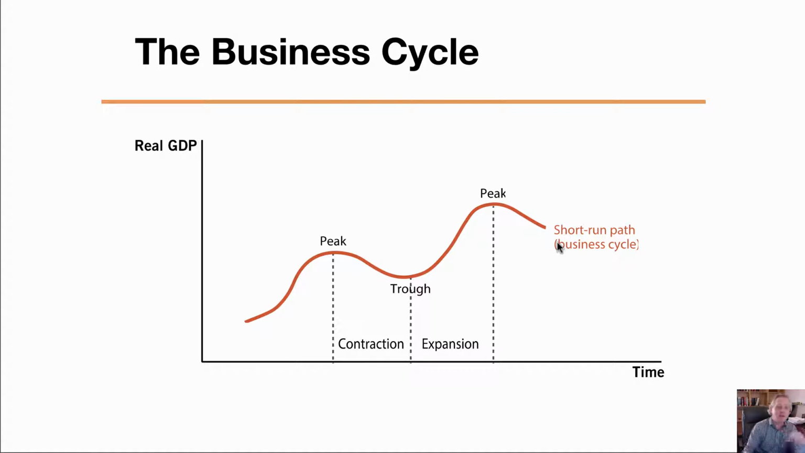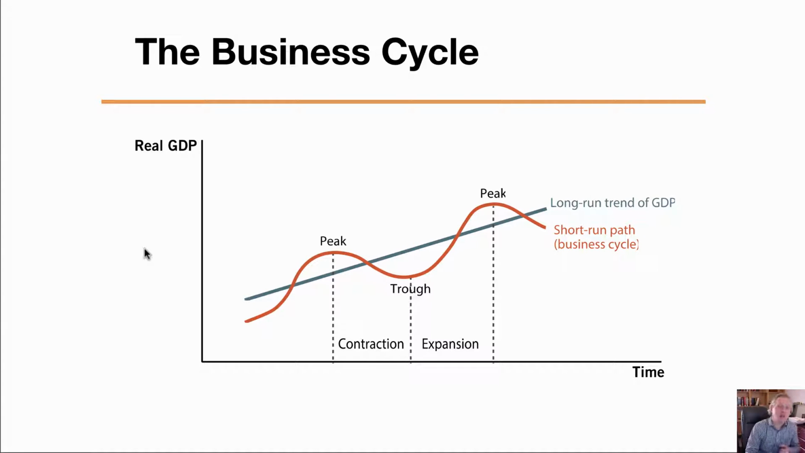Oh, and let me just label these things. So this is what I meant by from peak to trough. That's a contraction. And then from the trough of this waveform here to the peak is an expansion. And it generally hovers around what we would think of as the long run trend of GDP.